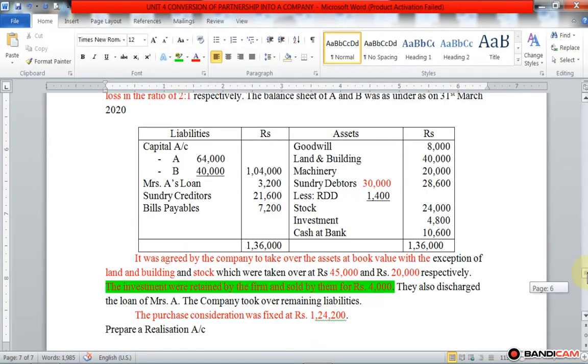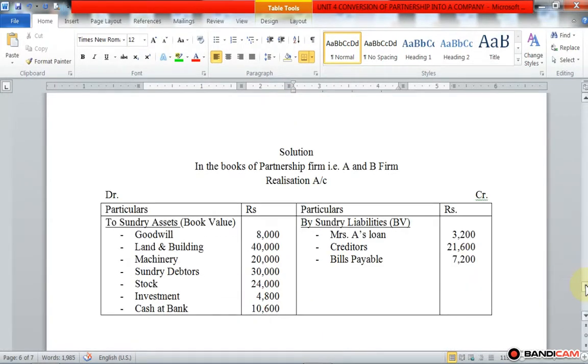Sorry, here one effect is remaining about the RDD. So here we separately transfer the RDD. The entry will be, we transfer the RDD with the transfer of liabilities. So the entry will be sundry liabilities account debit to realization account. So here RDD is remaining, we forgot the RDD. So here by RDD, amounted rupees 1,400.